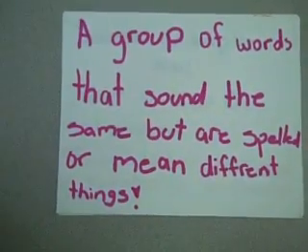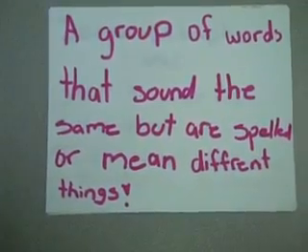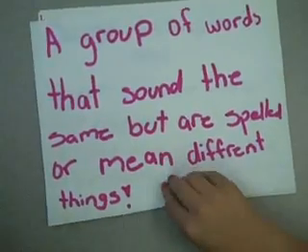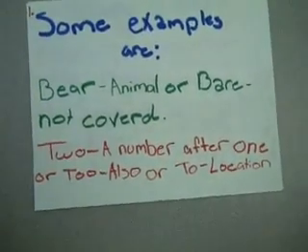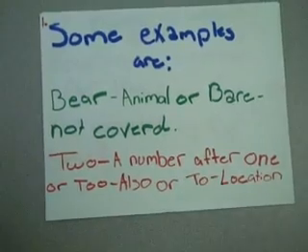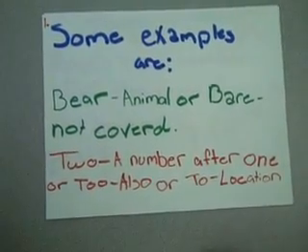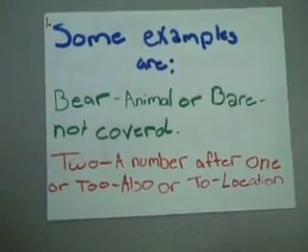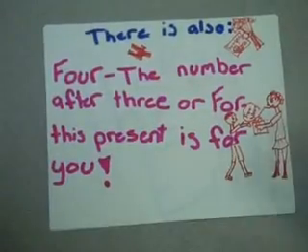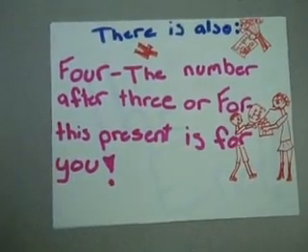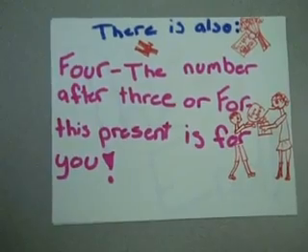A group of words that sound the same but are spelled or mean different things. Some examples are bear, animal, or bear, not covered. Two, a number after one, or too, also, or to, locations. There is also four, the number after three, or for.